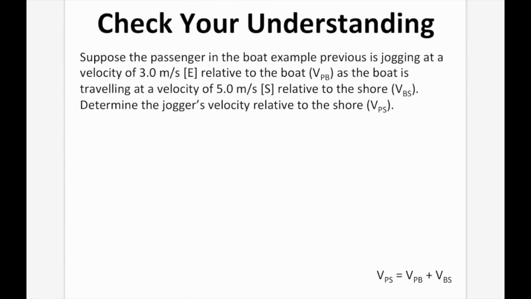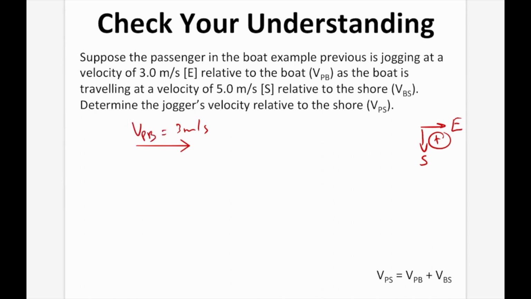So suppose the passenger in the previous boat example is jogging at a velocity of 3 meters per second east. Let's draw our symbols out. 3 meters per second, and we're going to say that that is east, and we're going to call that positive. And to make our math easier, let's do east, south, and we'll make that positive. So the person is jogging at 3 meters per second east relative to the boat, so that's VPB, the velocity of the person relative to the boat, equals 3 meters per second.